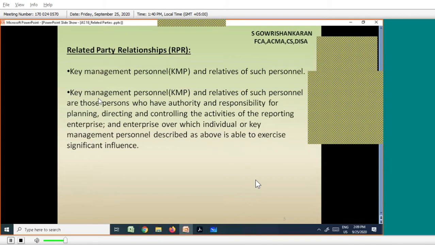I will go to the next point. Then what is a relative, sir? Relative means generally spouse, son, daughter, brother, sister, father and mother, who may be expected to influence or be influenced by the individual in his dealing with the reporting enterprise. Director's son, wife, father, mother, sister, brother. If all these people are related to the company, they are also related parties. If I do anything with that director's son, that is also a related party transaction. If I pay salary to the director's son, that is also a related party transaction. I have to disclose.